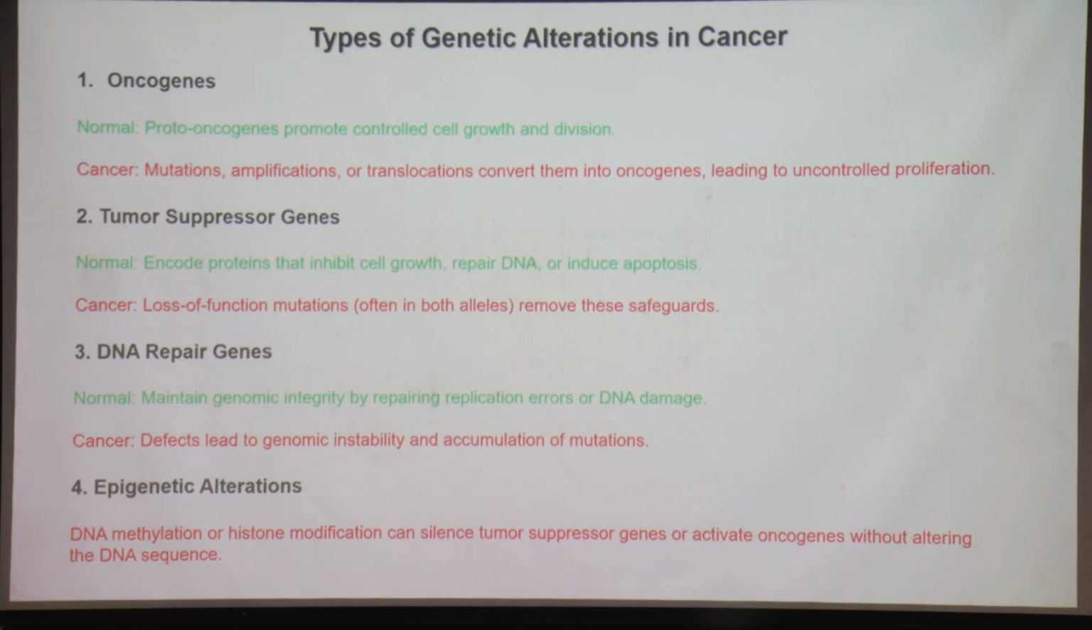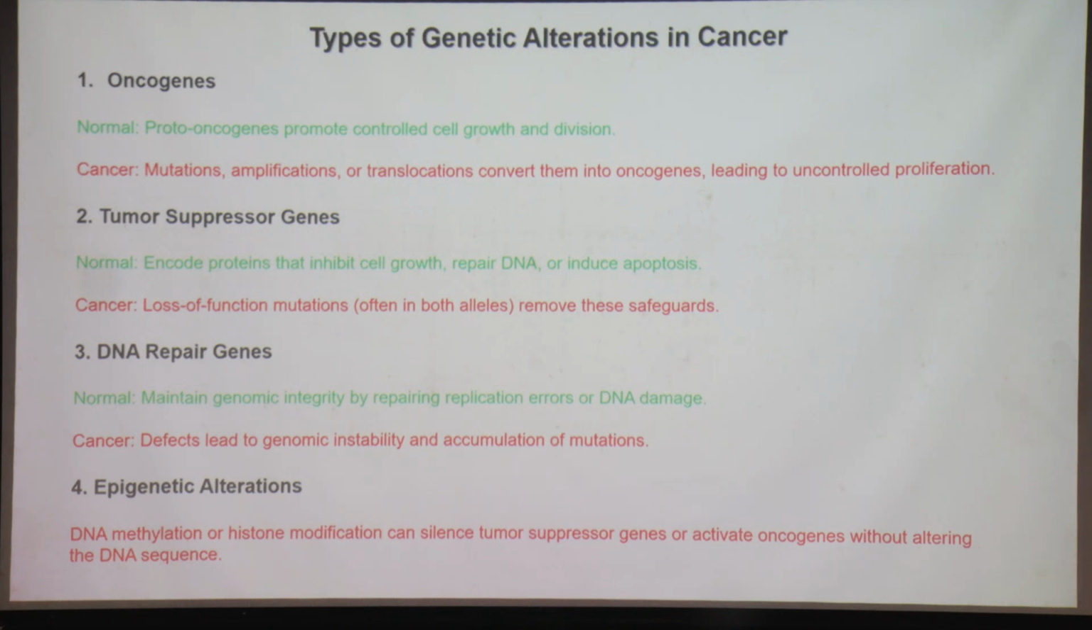But if it is always active, then it will cause cancer. So why? Mutation can make a simple protein which is good, it can make it bad. Or amplification. Amplification means in the DNA itself, you have many copies of that gene. Or translocation. I will tell you the real example of translocation in just a few minutes.